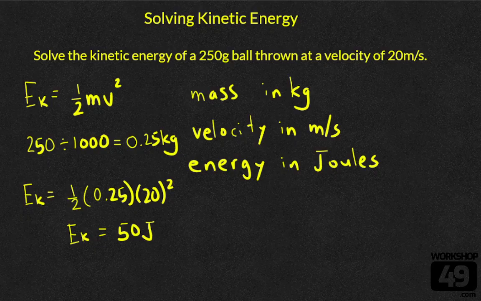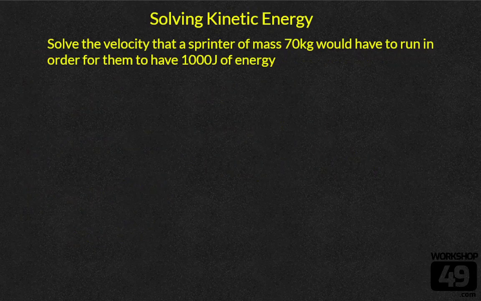Let's go ahead and look at another example where we're asked to solve for velocity. Here we go. In this example, we've been asked to solve the velocity that a sprinter of mass 70 kilograms would have to run in order for them to have 1,000 joules of energy. Now the big flag that this is a kinetic energy question, aside from the fact that it says solving kinetic energy at the top of the page, is that it's looking at motion. It's a sprinter, it's moving. It's not saying lifting or throwing or putting up in the air. It's saying moving. That's kinetic energy.